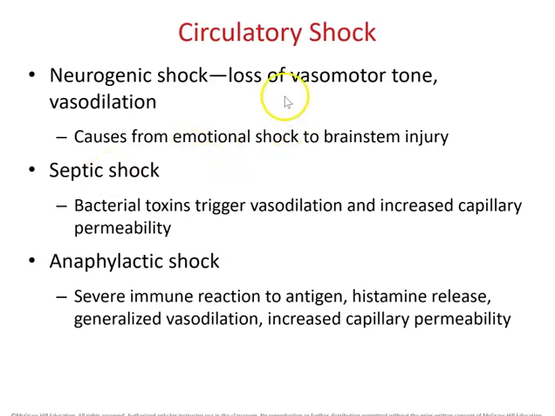Neurogenic shock is due to loss of vasomotor tone, causing vasodilation. It can be caused by anything from emotional shock to brainstem injury. Septic shock is due to bacterial toxins that trigger vasodilation and increased capillary permeability. Anaphylactic shock is due to a severe immune reaction to an antigen, with histamine release, generalized vasodilation, and increased capillary permeability.